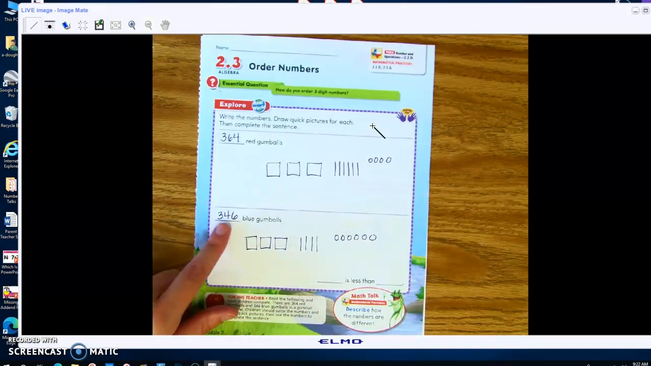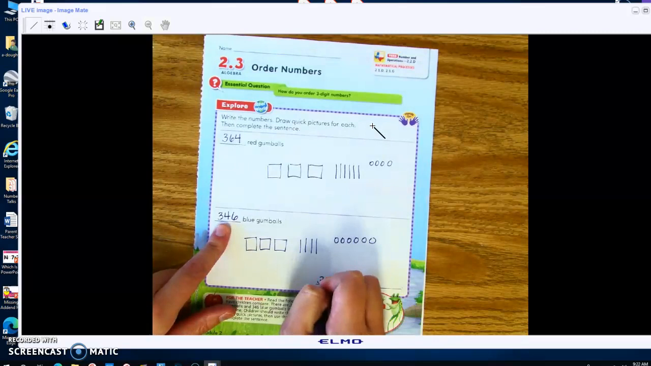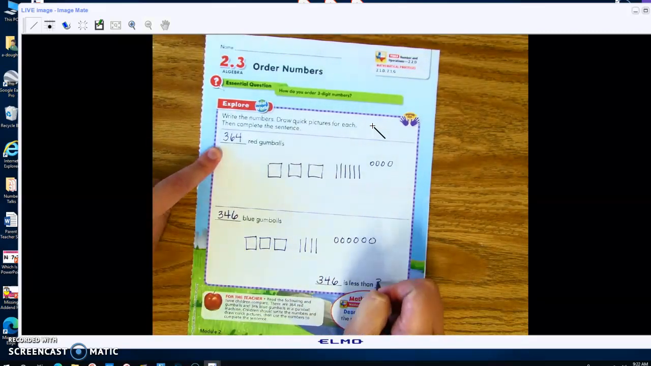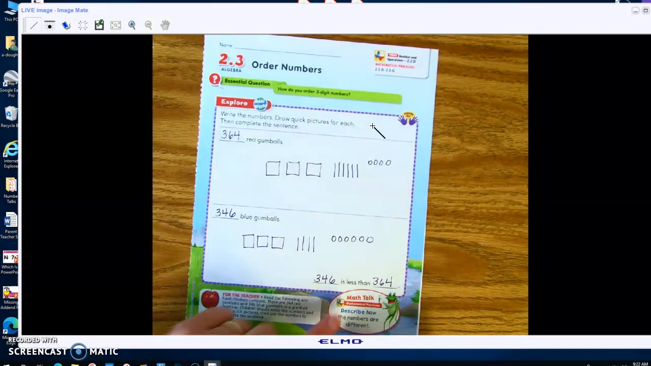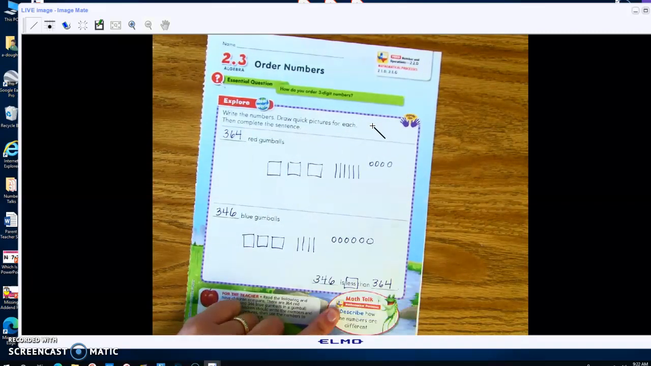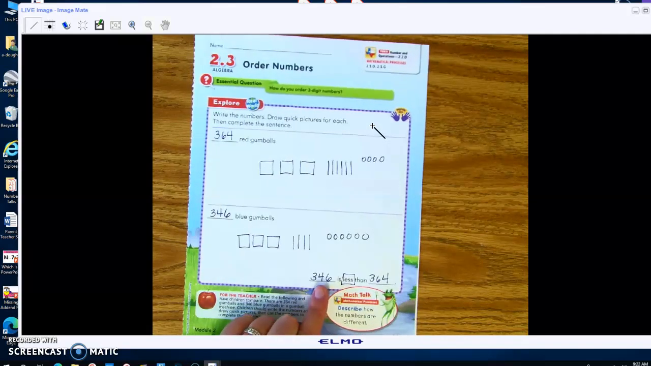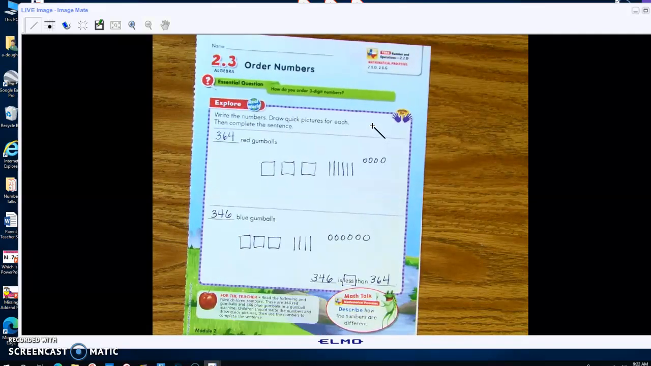4 tens. So 346 is less than 364. Because the word here is less than. Less. So that means the smaller number goes in front when we start with less. Okay, when you're ready, go to the next page.